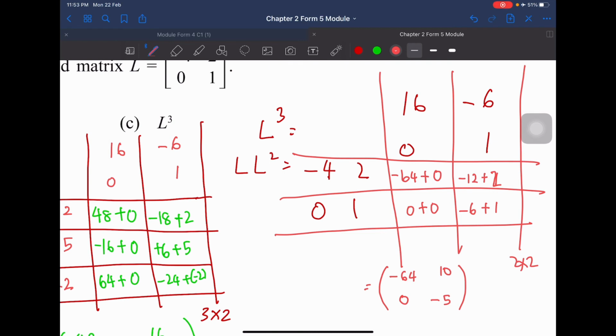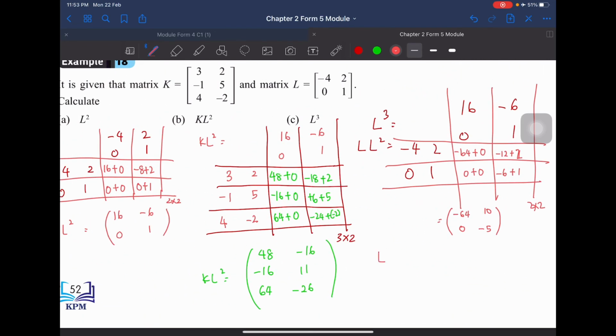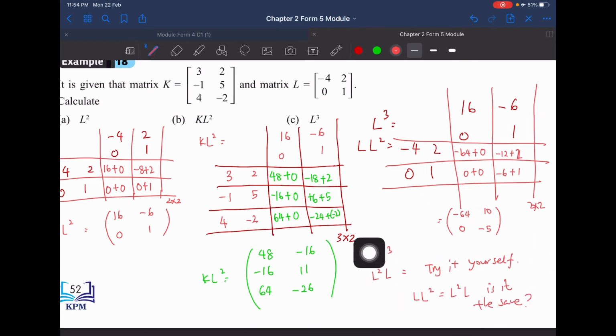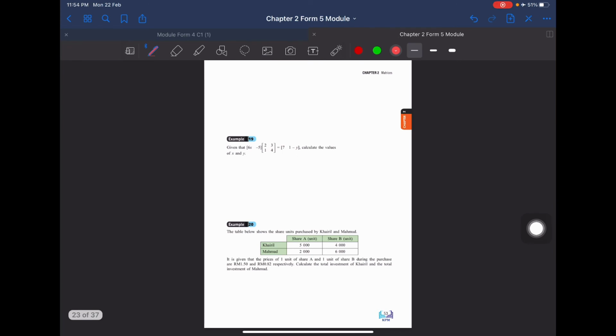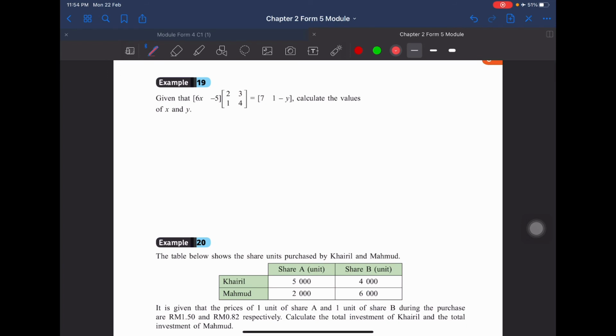Okay, but we know that L cubed can also be written as L squared times L. Am I right? Okay, so for this part, I want you to try it yourself, and try to compare with your previous answer. So you tell me whether L times L squared is equal to L squared times L. Is it the same? I want you to do this in your assignment. Then I will know that you understand multiplication of matrix.